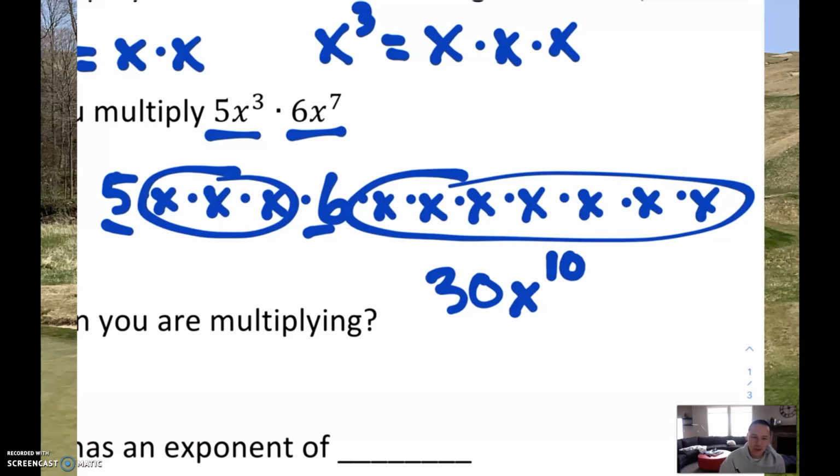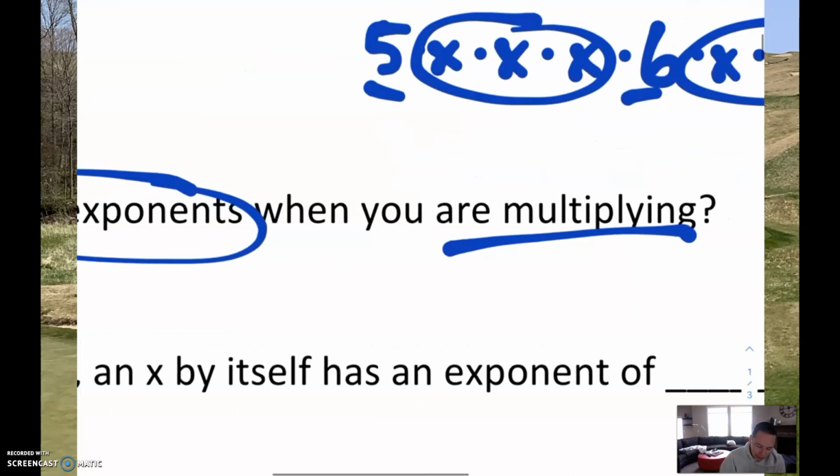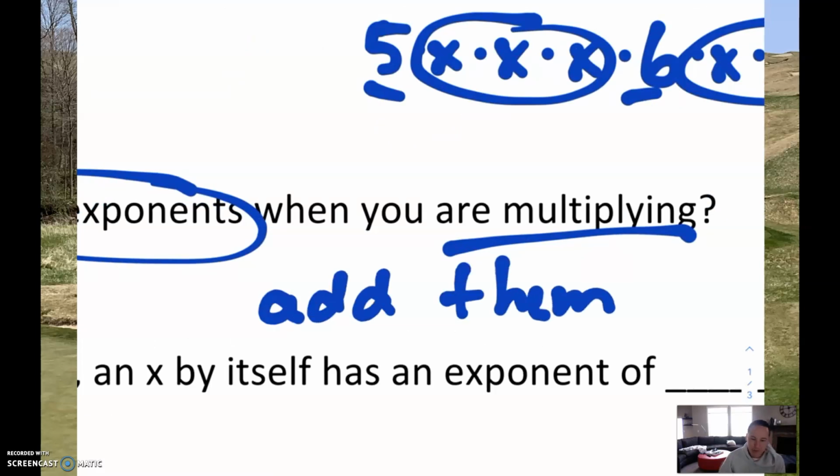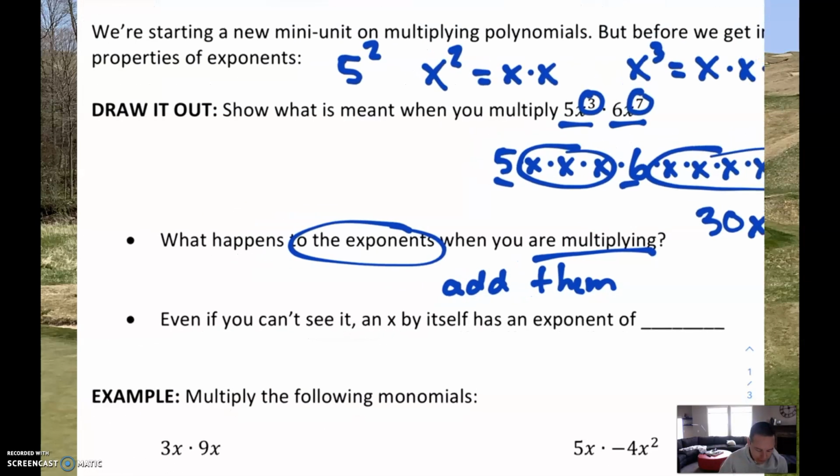And how did you get that so quickly? By looking at this 3 and this 7. What could you do to those exponents in order to come up with this 10? You can just add them together. So when you are multiplying, what happens to the exponents is you just add them together. So that's an important property of exponents with the same base. If you're multiplying them together, you can just add the exponents when you simplify it.